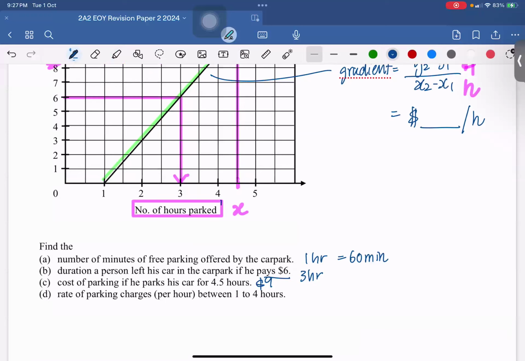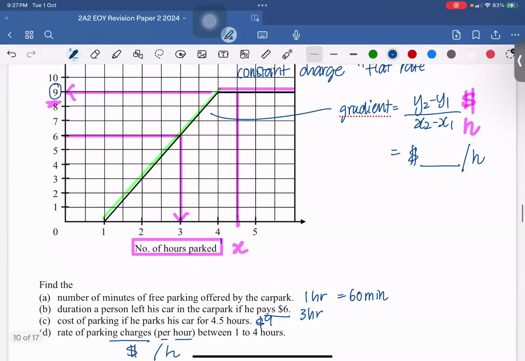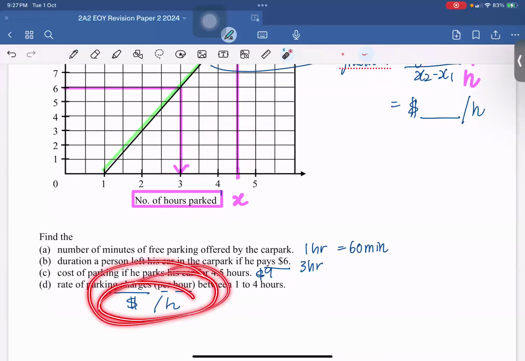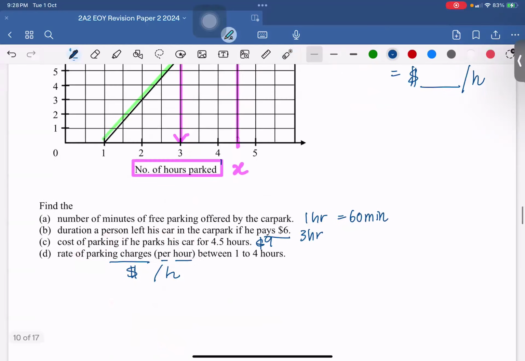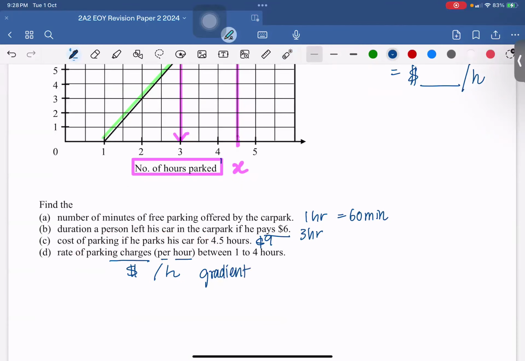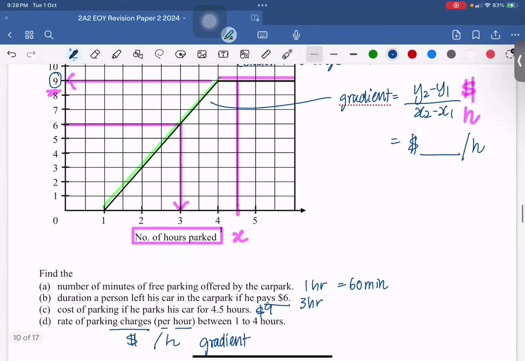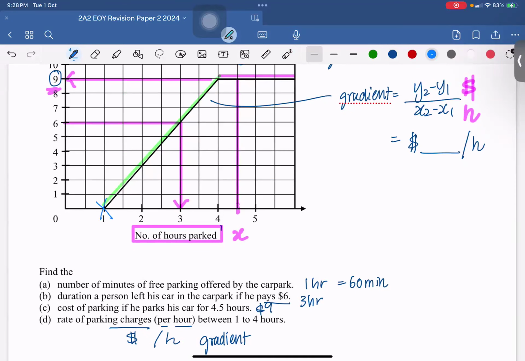Next, find the rate of parking charges per hour. Charges per hour between 1 to 4. Where do you see these charges per hour? Yes, the gradient. So this one tells you the gradient. Now, gradient between 1 to 4 hours. So what I do, I use the 2 endpoints given to me to find the gradient. So I mark this gradient over here.